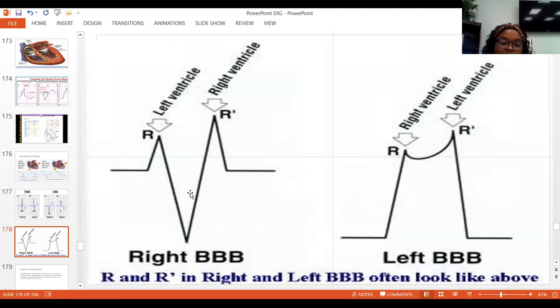So for our right bundle branch block, see the double R's. That shorter one being your left ventricle and the taller one being the right ventricle. And then for the left bundle branch block, you'll see what looks like a C shape, an inverted C shape.